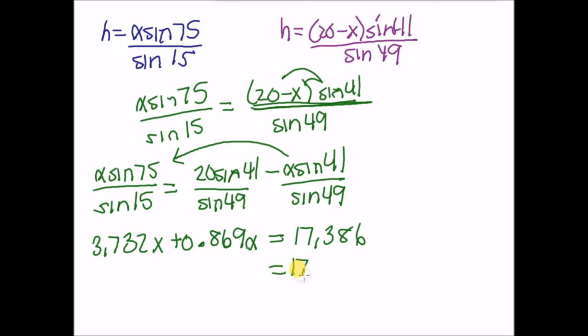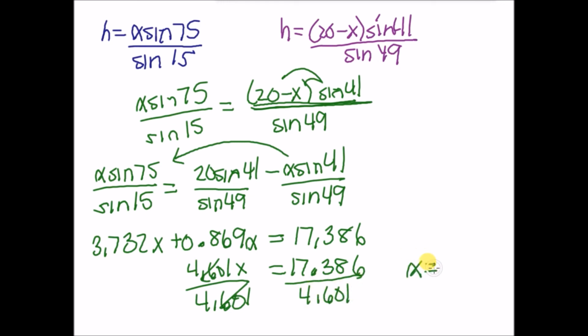Okay, add these two together: 3.732 plus 0.869, I get 4.601. So we have 4.601x, and then we want to divide both sides by that number. So those cancel, and we get x equals, x being the base, not the height, 17.386 divided by 4.601. I get 3.779. So this right here is the x value, which was the base of the right angle triangle.